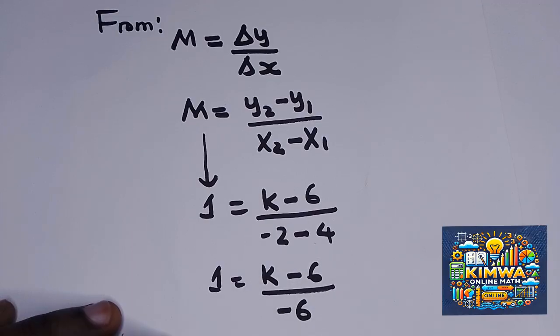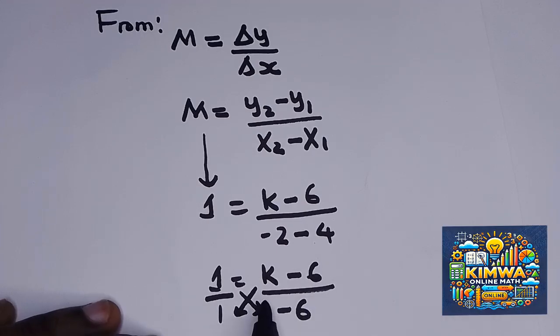And up to, from here right hand side tuna fraction, lakini left hand side hatuna fraction. Kwa tutaweka over 1 ili nayo pia iwe fraction. Baada hapo tunasema tunaenda ku cross by multiplication. It means this one will be multiplied negative 6, and also k minus 6 will be multiplied by 1.